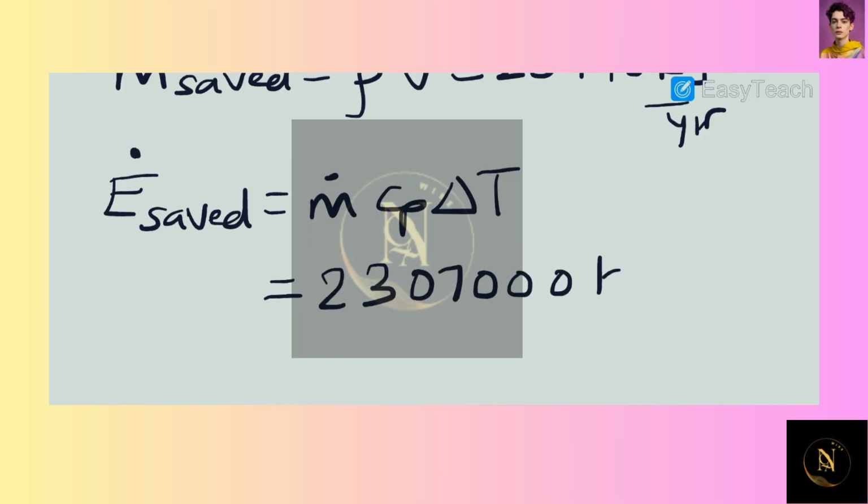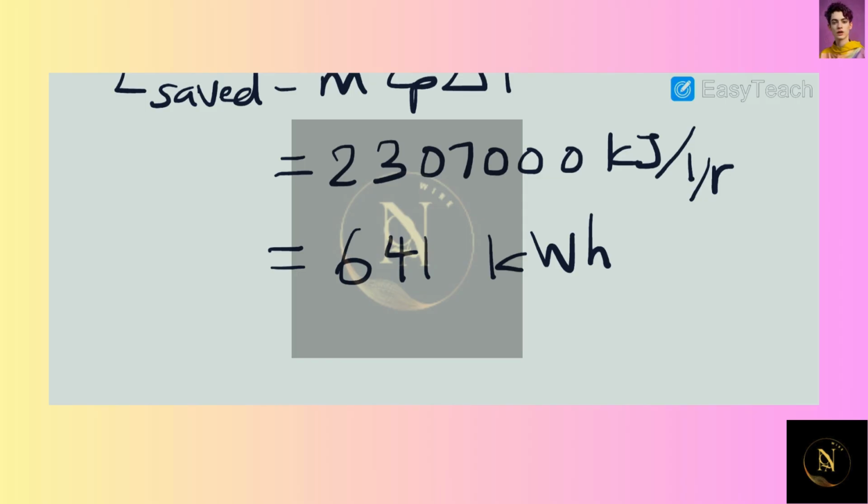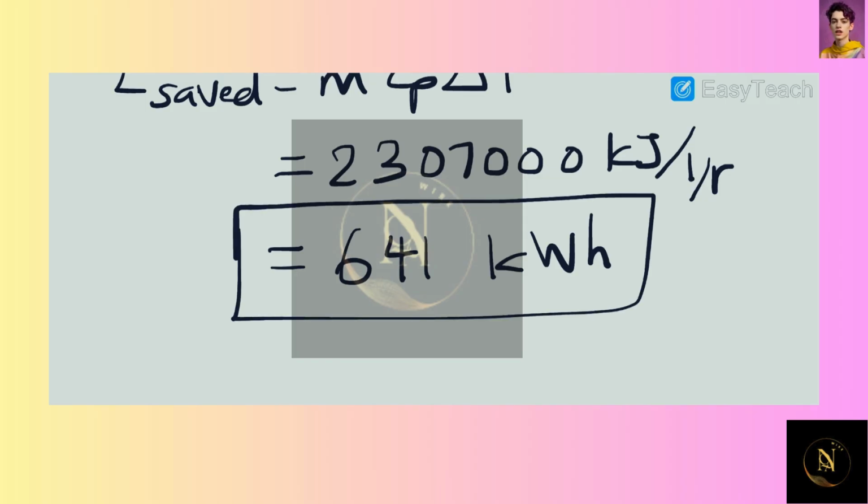2,370,000 kilojoules per year. Now we can translate this into kilowatt hours, and this is actually equal to 641 kilowatt hours. And that is how much electricity we have saved by using the new low flow shower heads. That's our final answer.